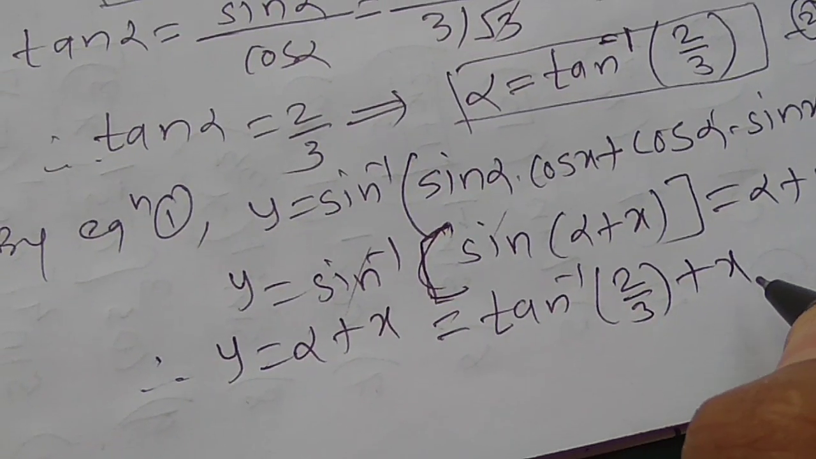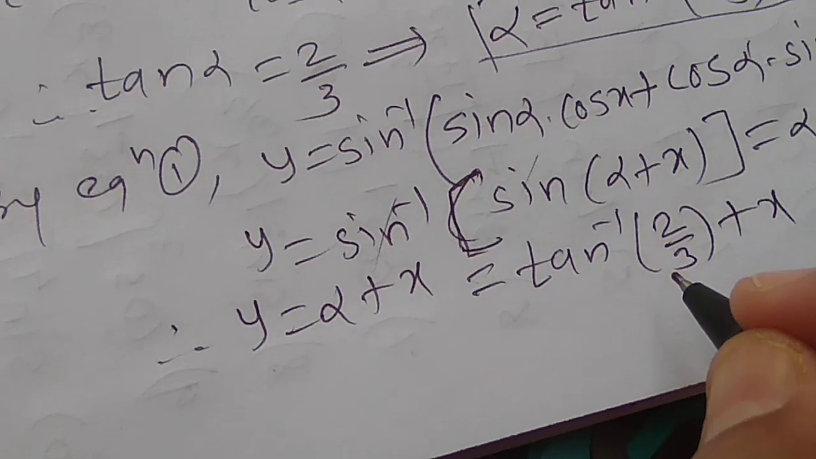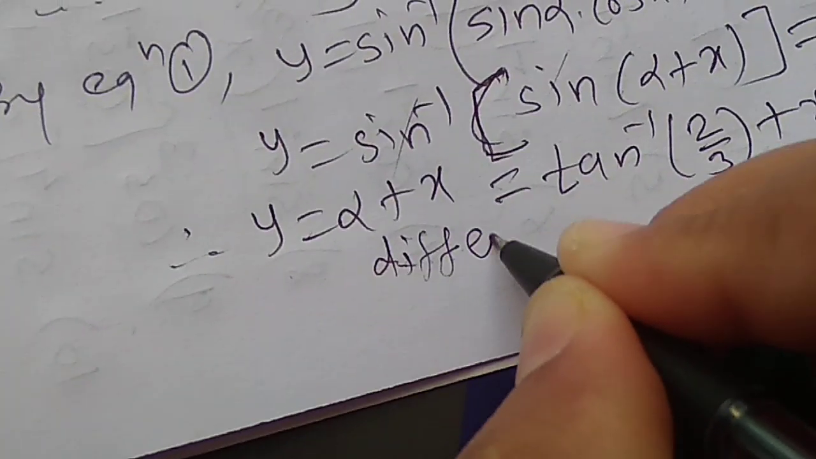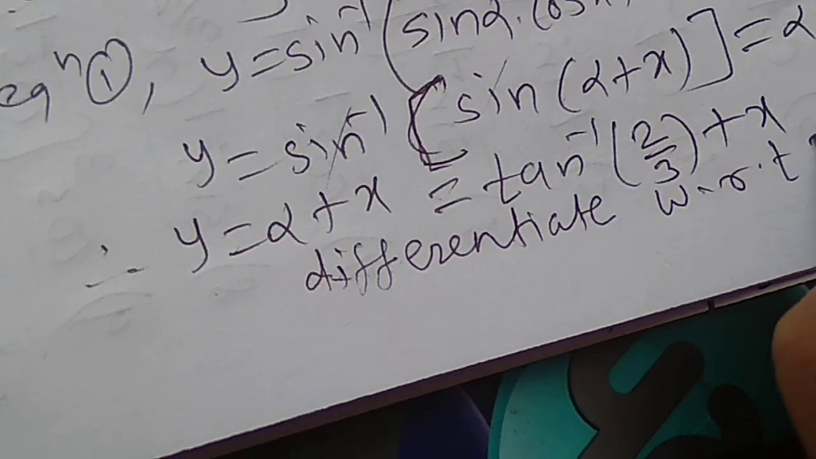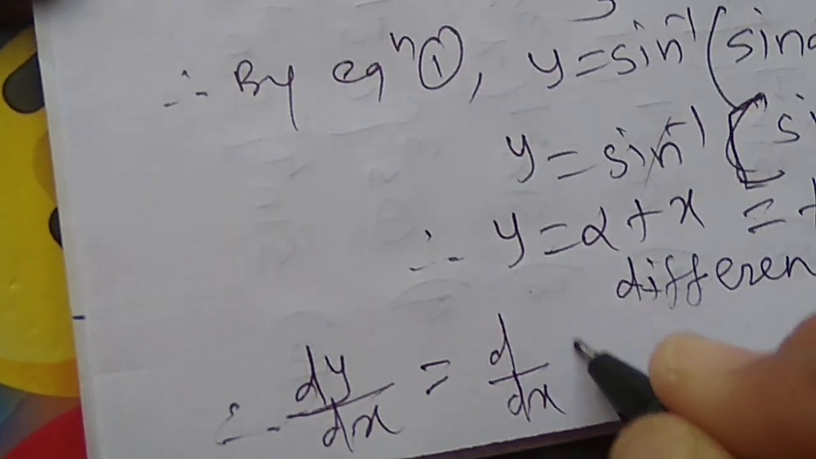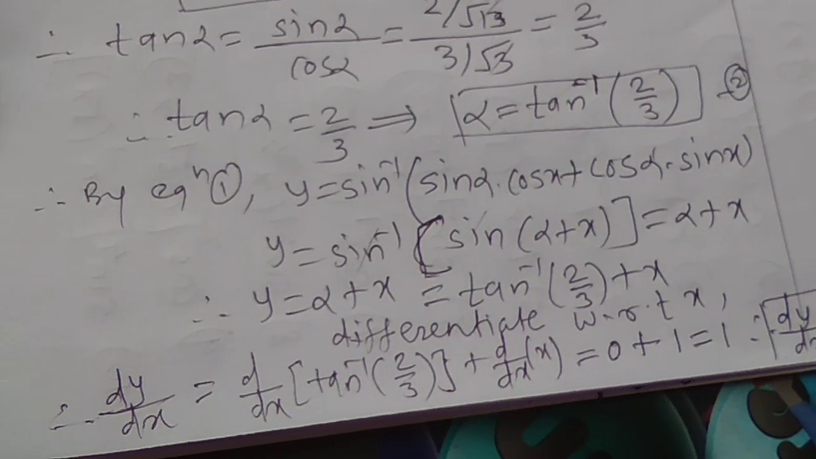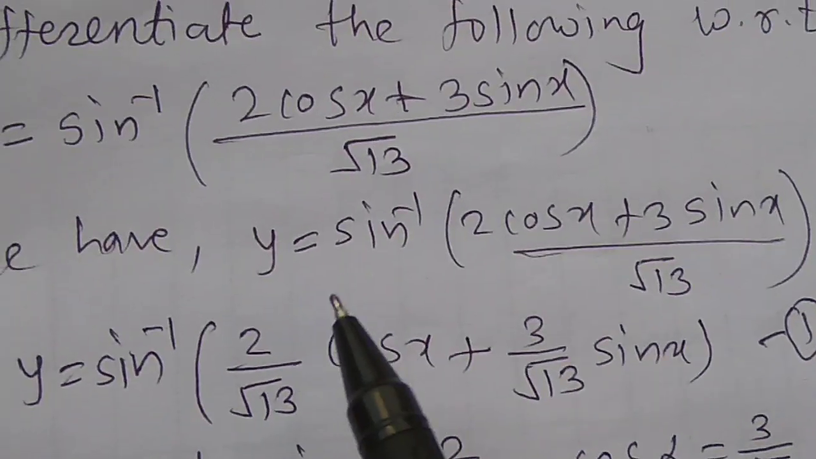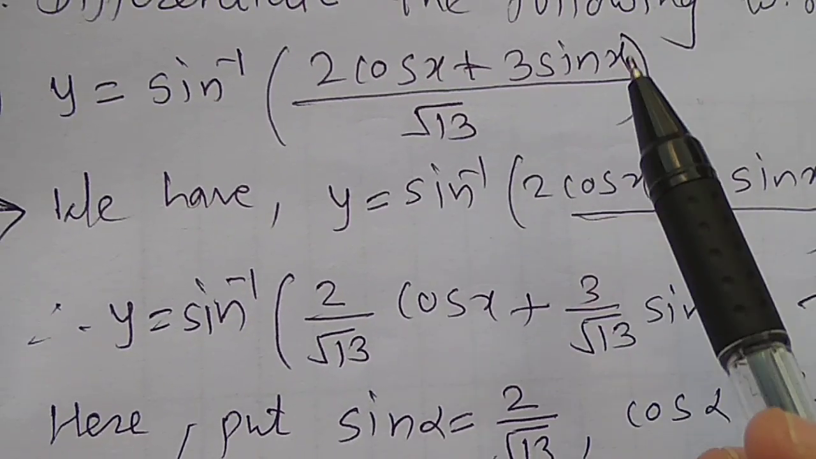Now y is a function which is given in variable x, and tan inverse of 2 upon 3 is a constant, there is no variable, therefore differentiate y with respect to x, and therefore dy by dx is equal to d by dx of tan inverse of 2 by 3 plus d by dx of x, but derivative of constant function is 0, and d by dx of x, that is 1. 0 plus 1 is equal to 1, and therefore we got dy by dx is equal to 1, which is the derivative of given function y is equal to sine inverse of 2 cos x plus 3 sin x upon root 13.